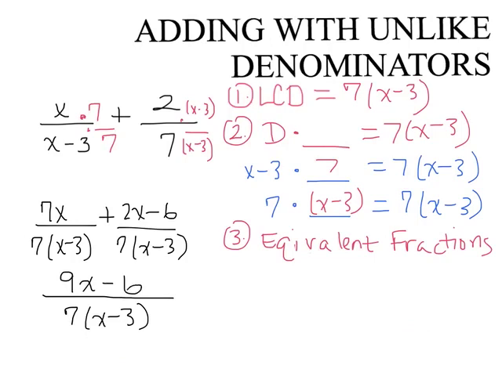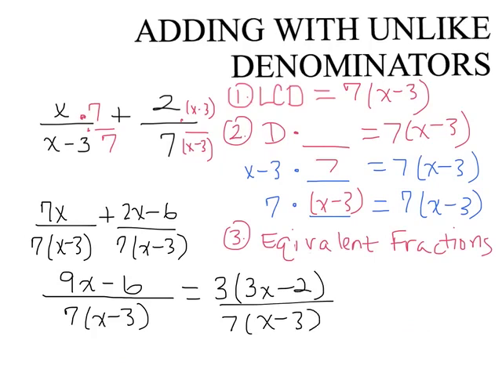Now we can ask ourselves, can we simplify this rational expression? Well, let's look at our numerator. It can be factored because there's a GCF of 3. So that will leave us with 3 times 3x minus 2. Then our denominator is already in factored form. Do we have any common factors to cancel? We don't, so that means that this is our solution.